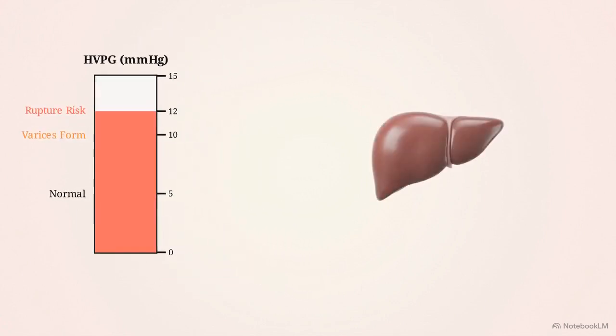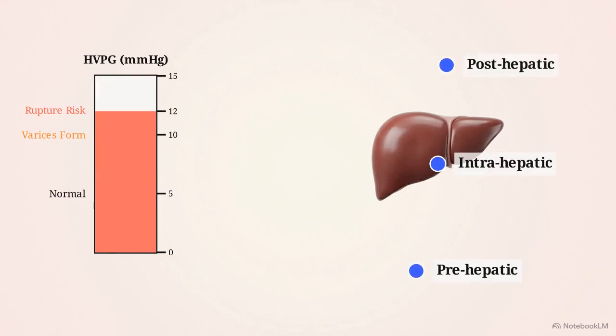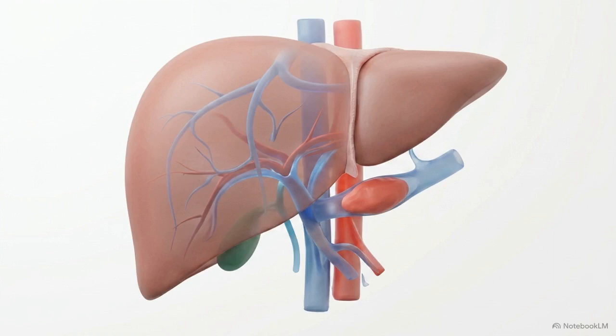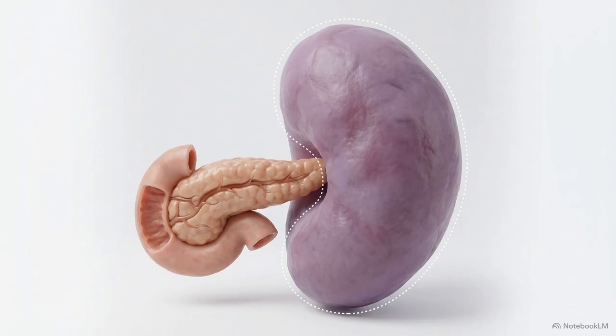Portal hypertension is categorized anatomically by mapping the site of the vascular blockage. The origin can be prehepatic, intrahepatic, or posthepatic. A classic prehepatic cause is splenic vein thrombosis, frequently triggered by pancreatitis. This isolates the pressure buildup, causing left-sided or sinistral portal hypertension. The definitive cure is a splenectomy.